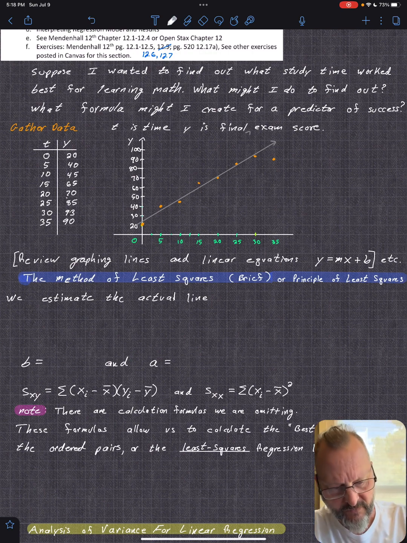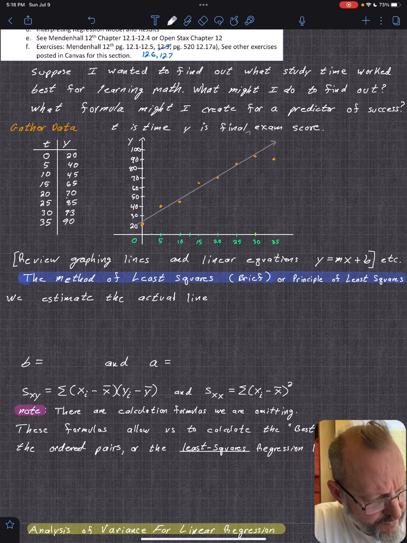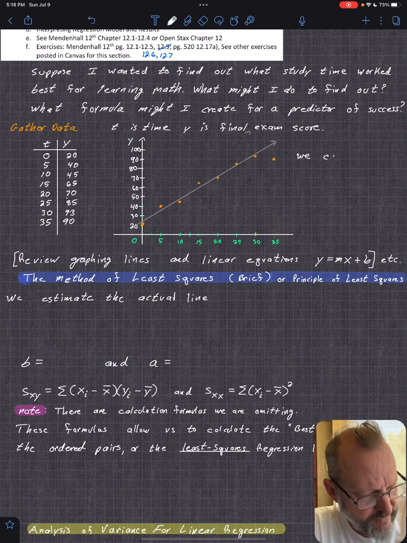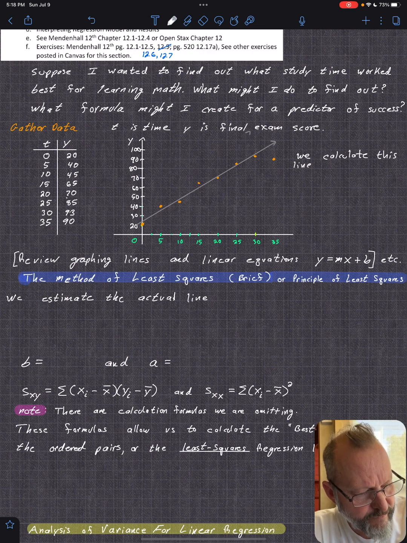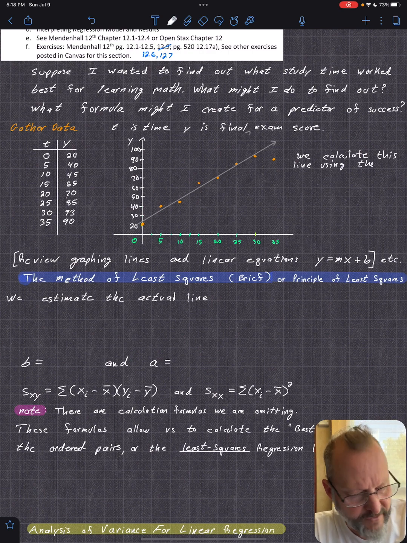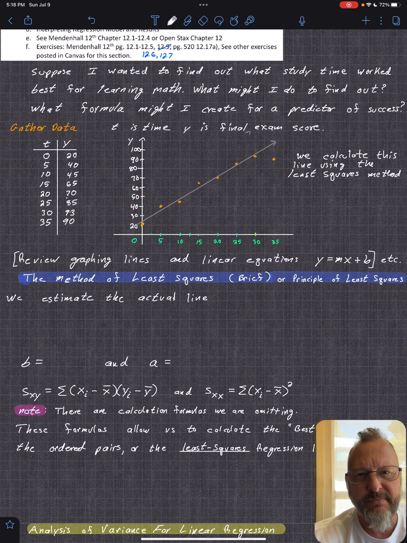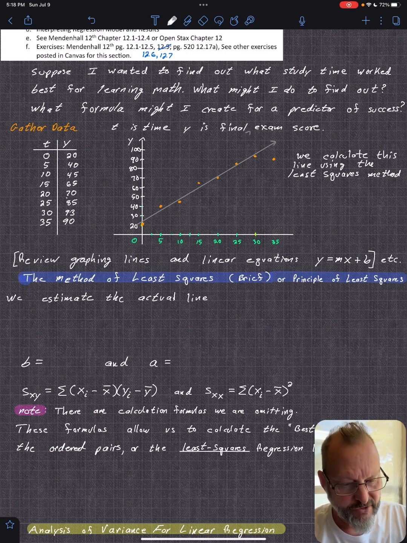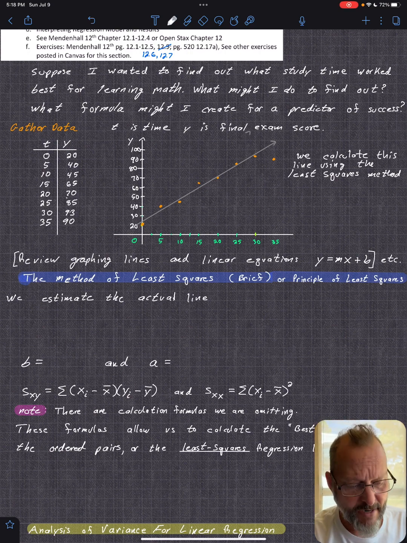All right, so the idea is, we calculate this line using what's called the least squares method. And I will show you some of the formulas, but we're not going to actually do them in this case. Those will be a couple of homework questions.